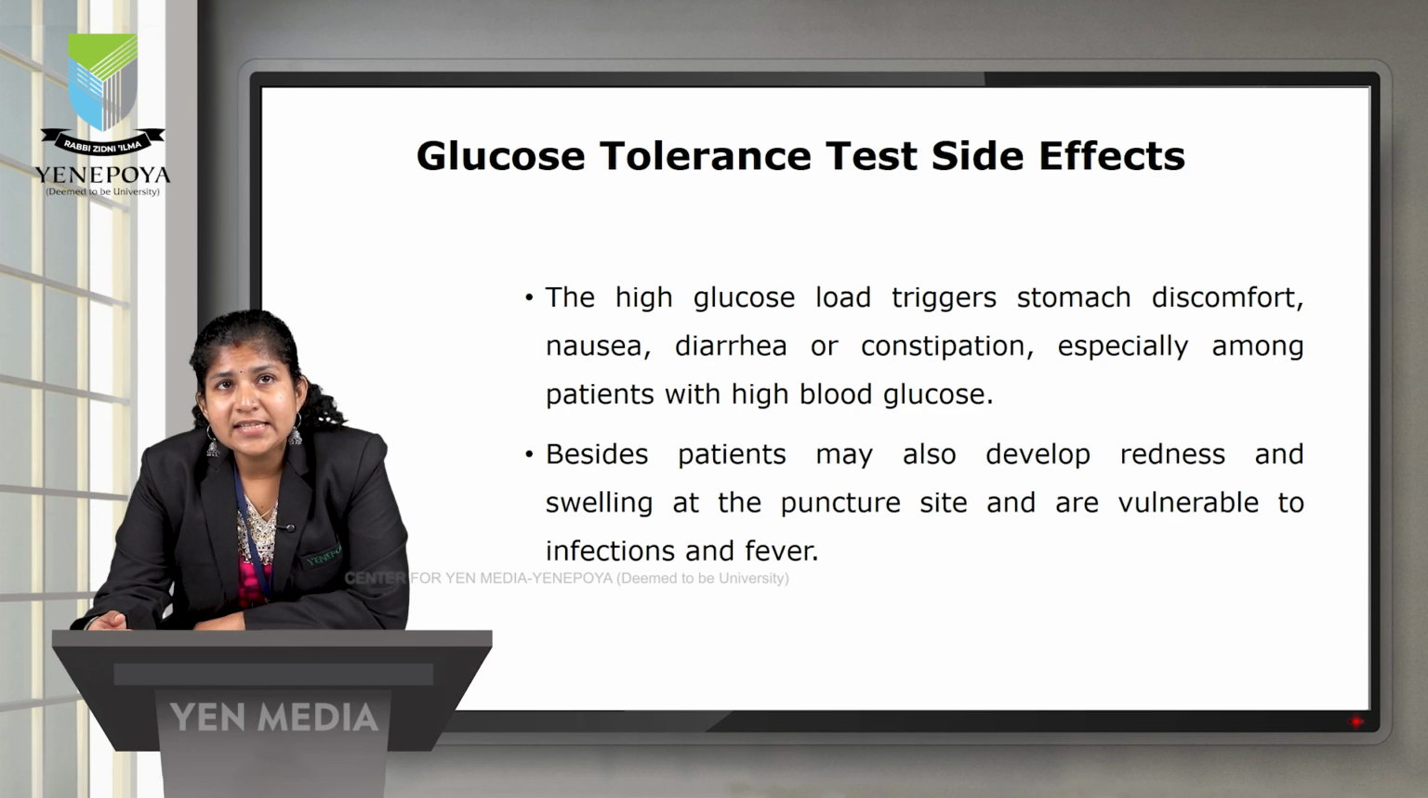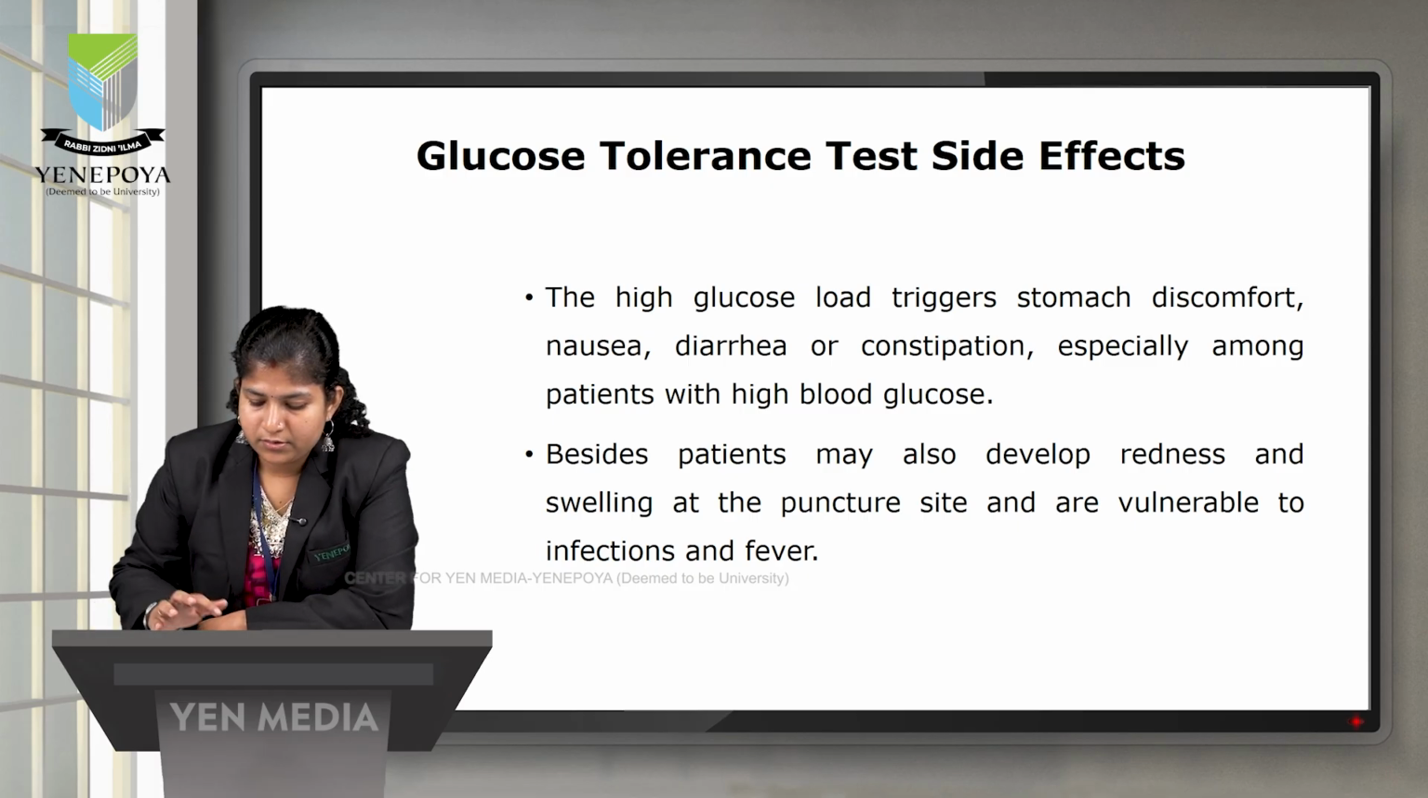Next, we will see what are the side effects of doing this glucose tolerance test. Here we are giving highly concentrated sugar solution to the patient. It might lead to stomach discomfort, nausea, diarrhea, constipation, especially in a patient who has a high blood glucose level. Other than that, it can also lead to reddishness and swelling at the site of puncture, and it can also lead to infection as well as fever.